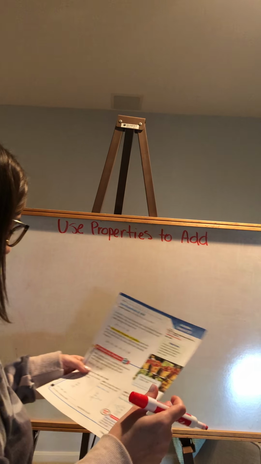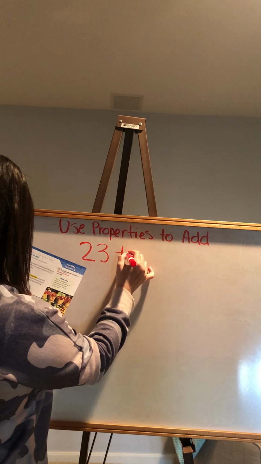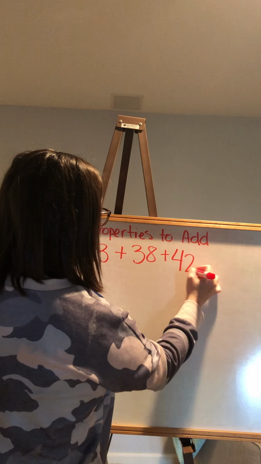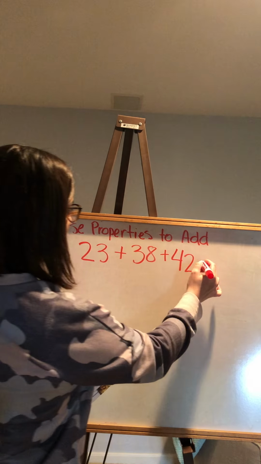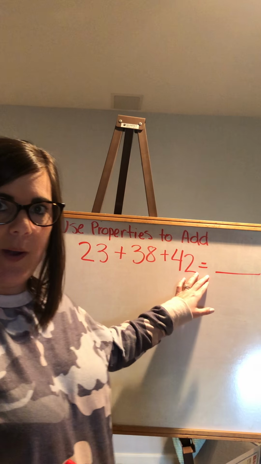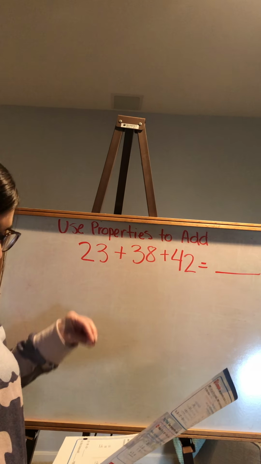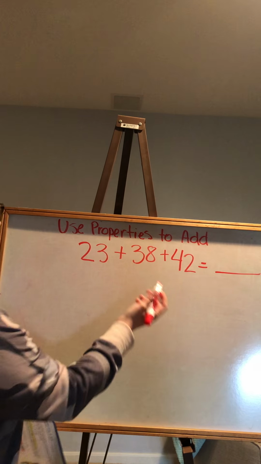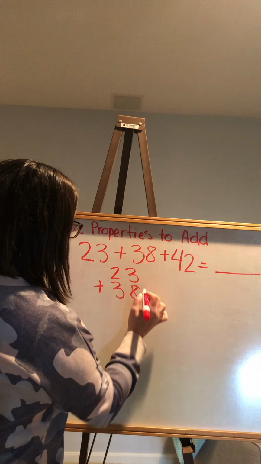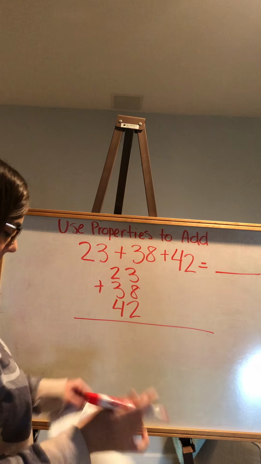So if we are doing this, 23 plus 38 plus 42, okay? Now, first of all, when you have numbers written this way, we need to rewrite them. We need to rewrite them up and down. So I'm going to do that here. 23 plus 38 plus 42, and I'm going to put a line under it, okay?